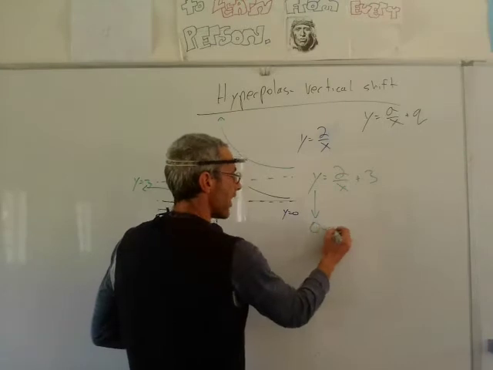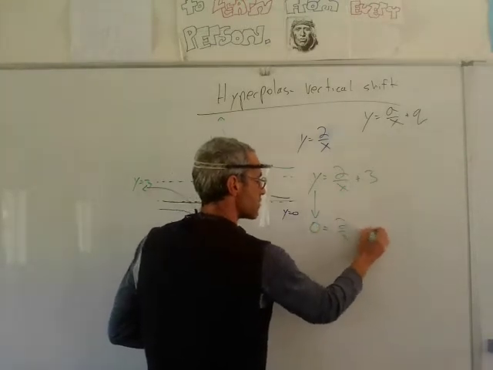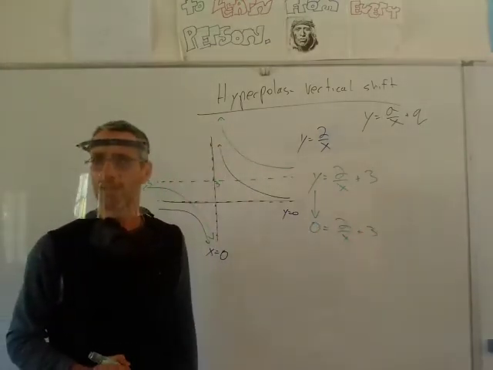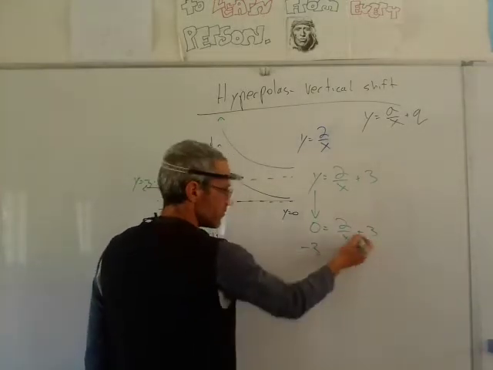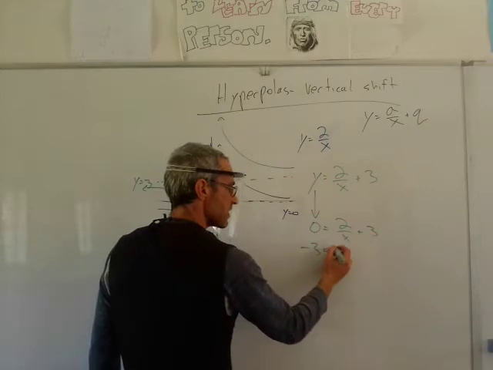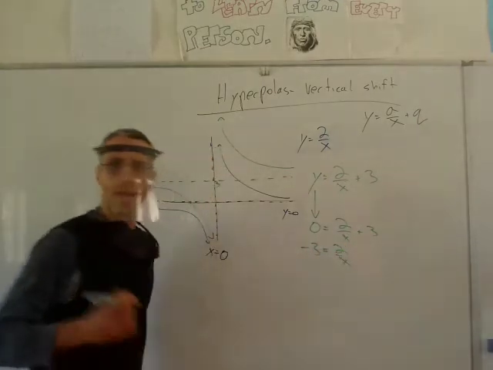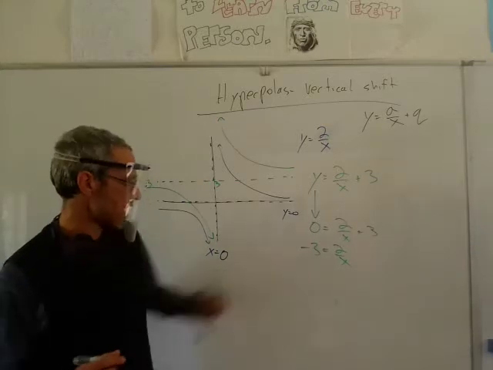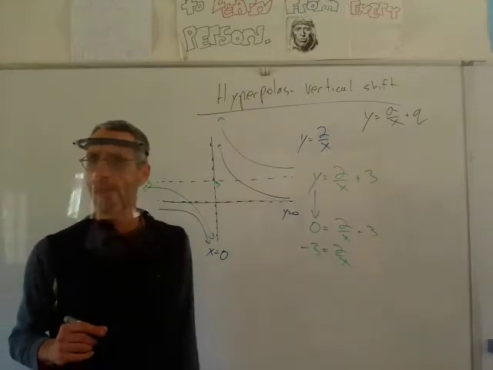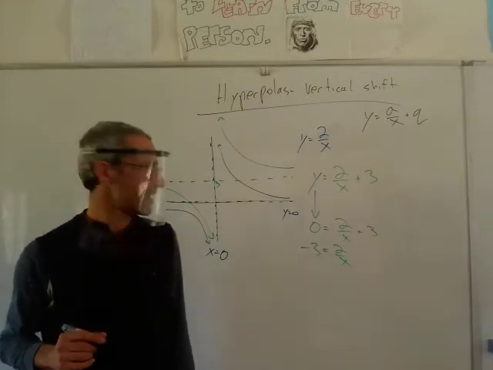Substitute 0 for y. So 2 over x plus 3 equals 0. We write that down. Then we move the 3 to the other side: minus 3 equals 2 over x. What should I do now? Most of you will get it now, but I think some will be confused. How do I solve an equation like that? How do I find x?